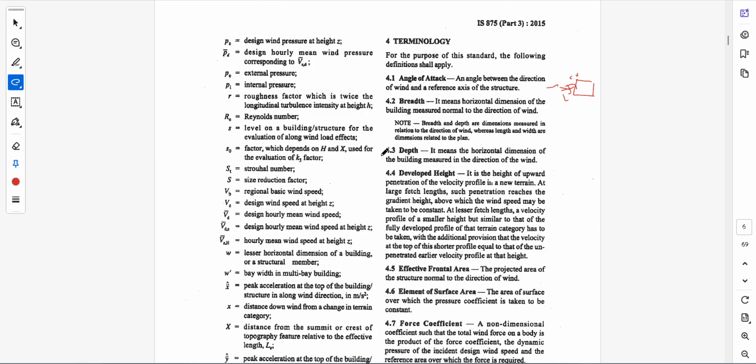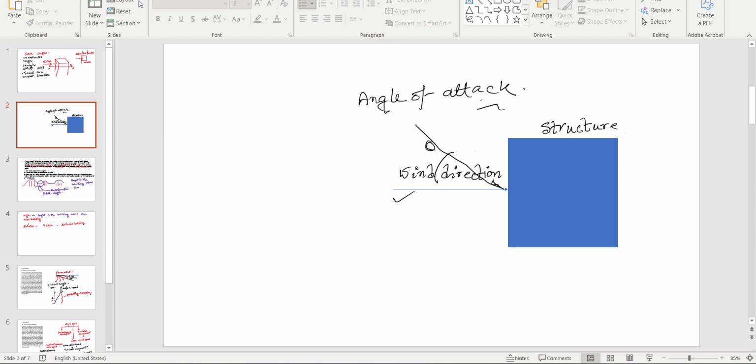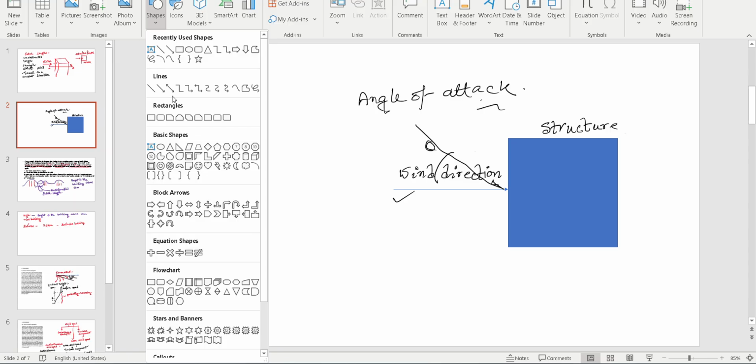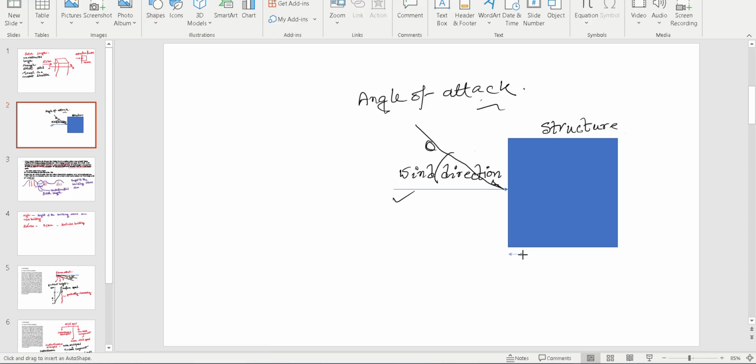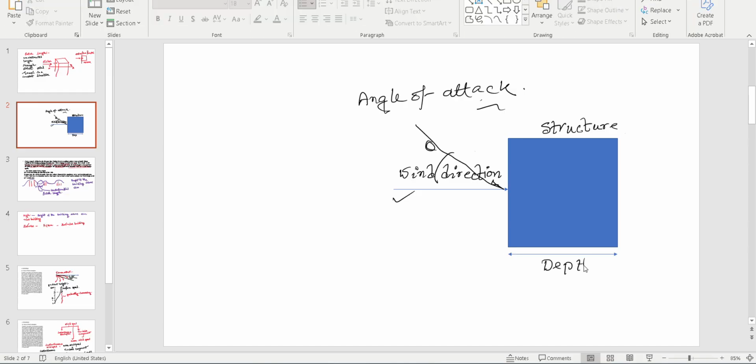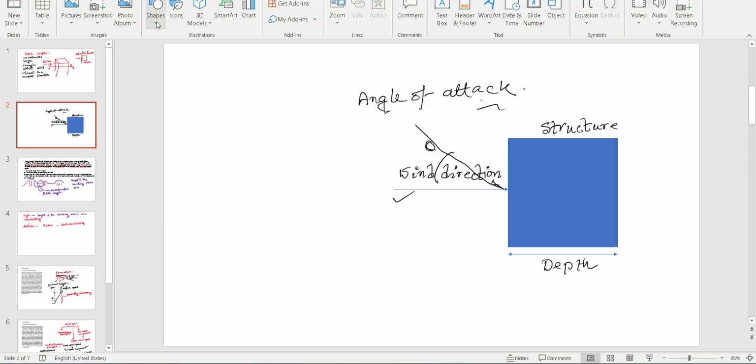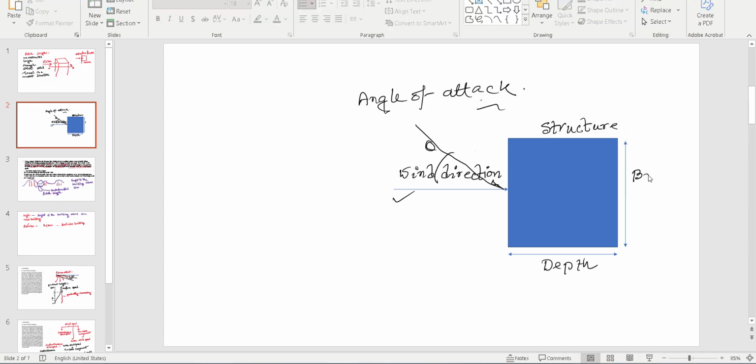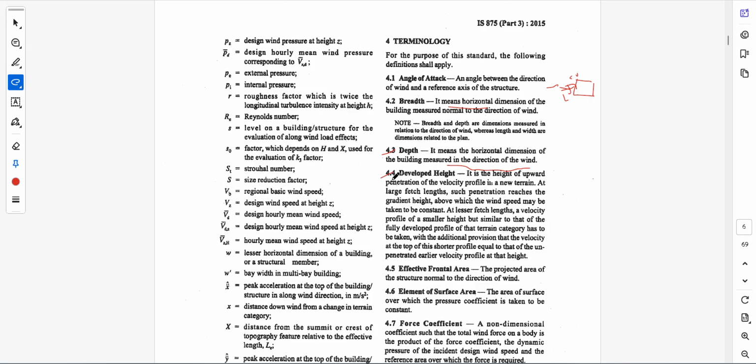So now come to the depth. It means the horizontal dimension of the building measured in the direction of the wind speed, and breadth is the horizontal dimension perpendicular to the wind. That means this is the depth, and this is the breadth. Okay, clear.